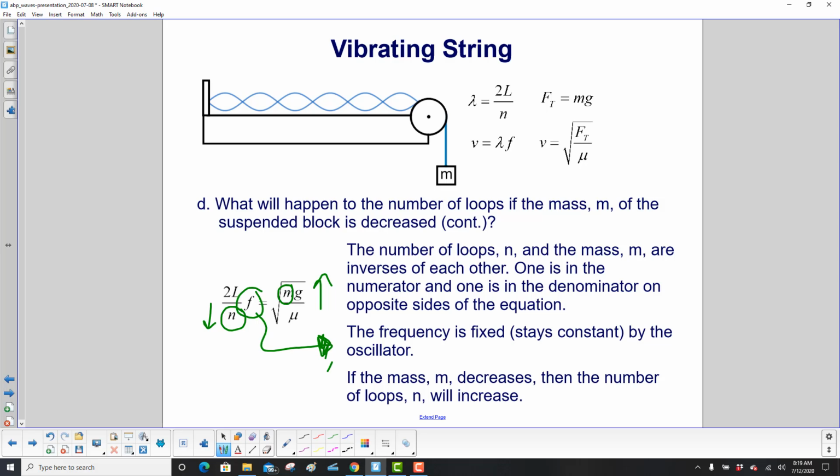So if we decrease the mass, all right, so let me erase this. I gave a different example there just to make a point. If we decrease the mass, the only way to make this side stay the same, to still equal the right side, would be what? Increase n. So the number of loops increases.